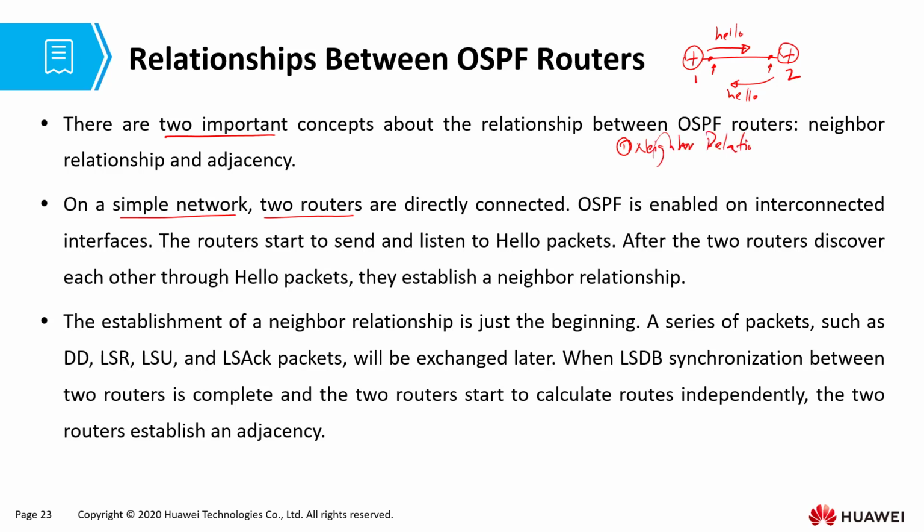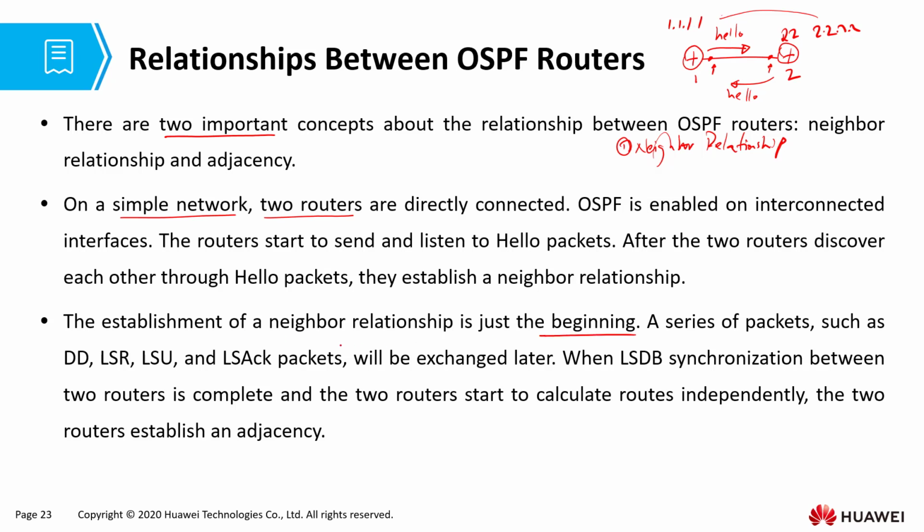That's really all. To have the neighbor relationship, we don't exchange anything about our link state advertisements. We don't talk about anything about our links. As long as I know that this is router 2 with ID 2.2.2.2 and I'm router 1 with ID 1.1.1.1, and he's also aware of me, we are neighbors. We have formed a neighbor relationship. But that is just the beginning.